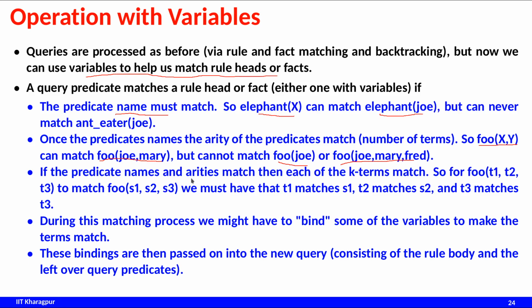If the predicate names and the arity match, then each of the k terms must match. For example, if I have foo t1, t2, t3 to match with foo s1, s2, s3, then t1 must match with s1, t2 must match with s2, and t3 must match with s3. During this matching, we have to bind the variables in order to match. These bindings are then passed into the new queries consisting of the rule body and leftover predicates of the query.